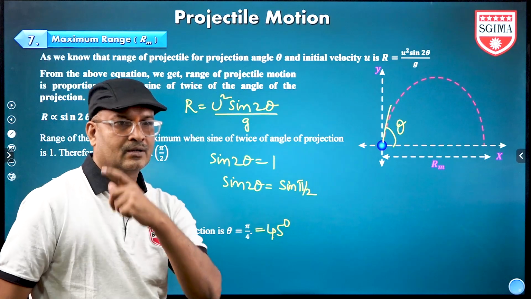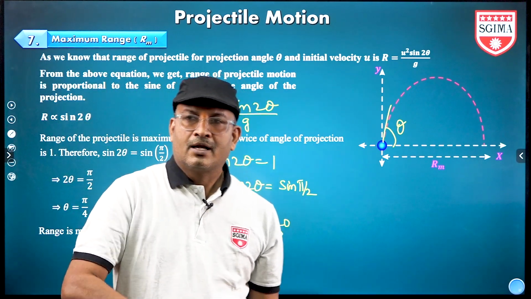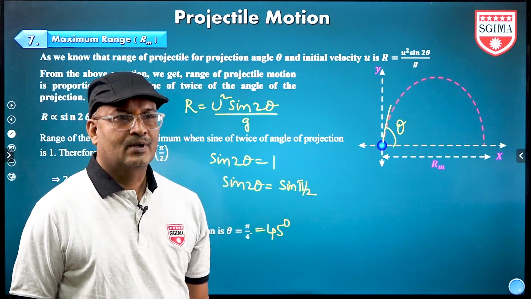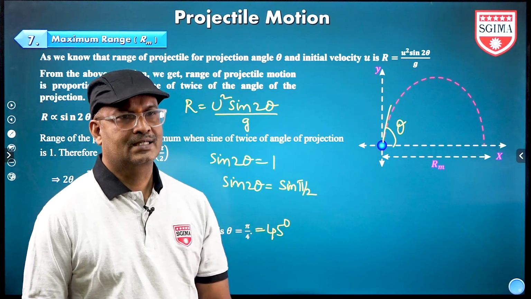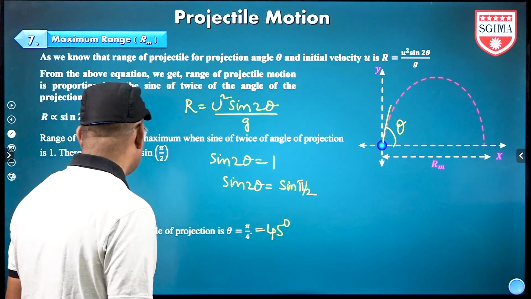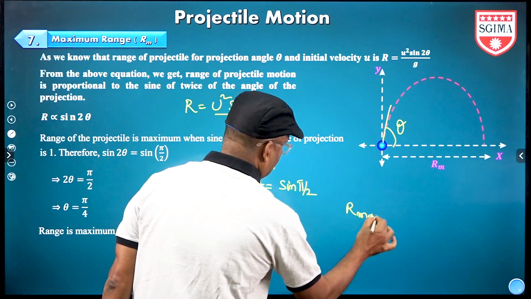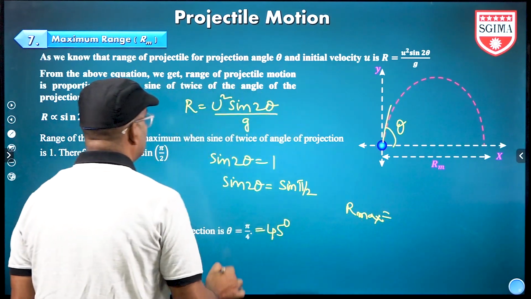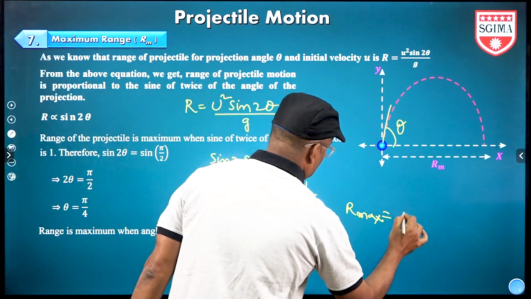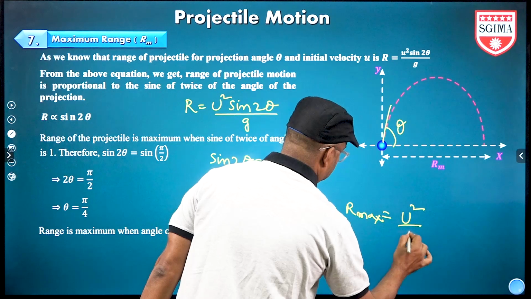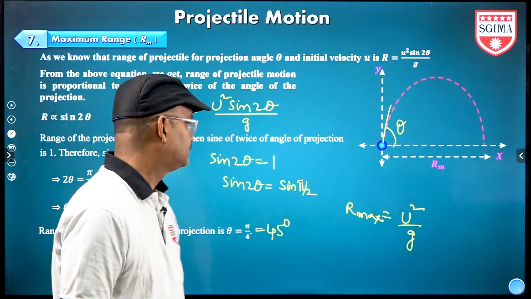When a body is projected making 45 degrees with the horizontal, it travels the maximum horizontal distance for a particular velocity. What is that maximum range? This value, sine 2 theta, is 1. So the maximum range is u square by g.